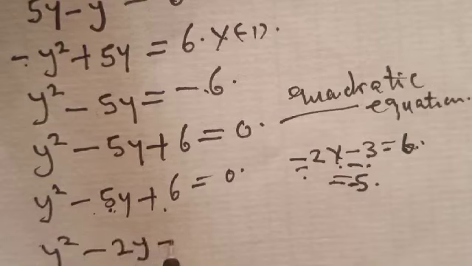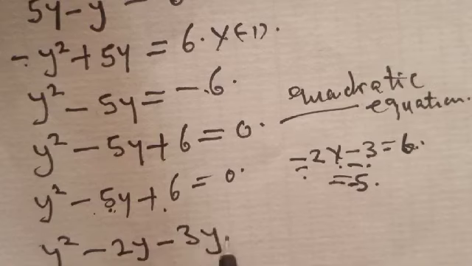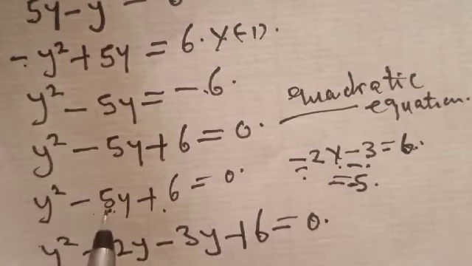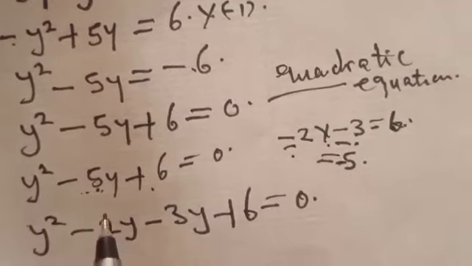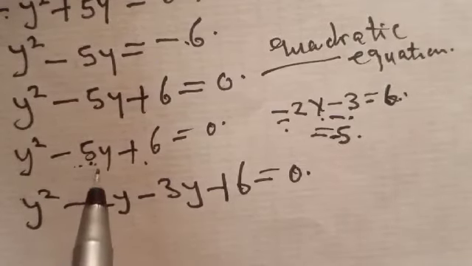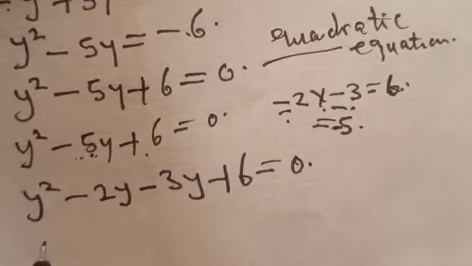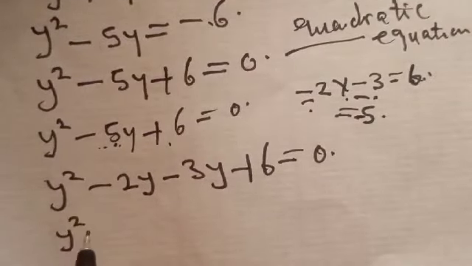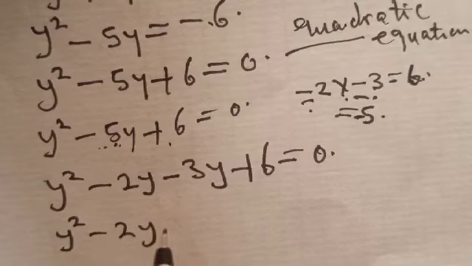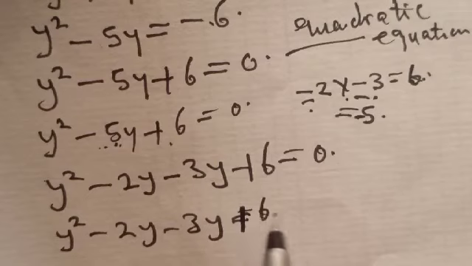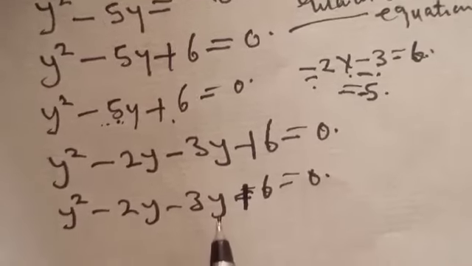We have y squared minus 2y minus 3y plus 6 equal to 0. You can see that we factor this. We split it into minus 2 and minus 3. It's still the same, minus 5y. Then we have y squared minus 2y minus 3y plus 6 is equal to 0.